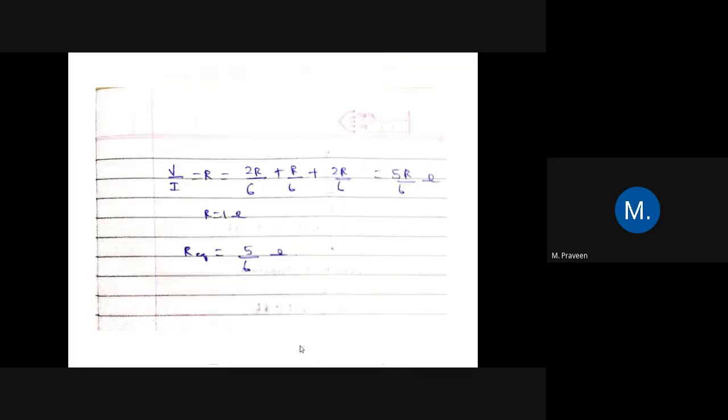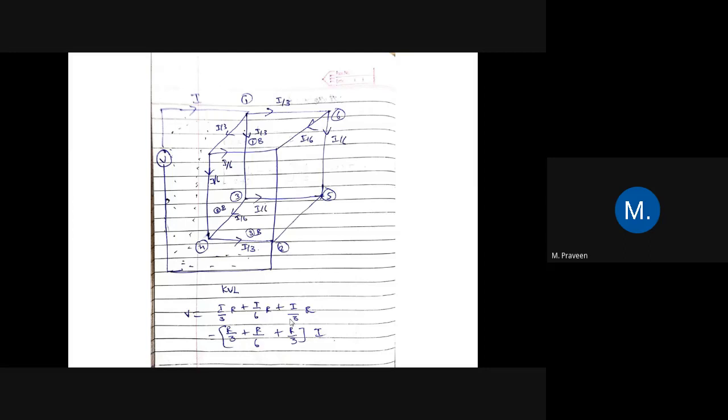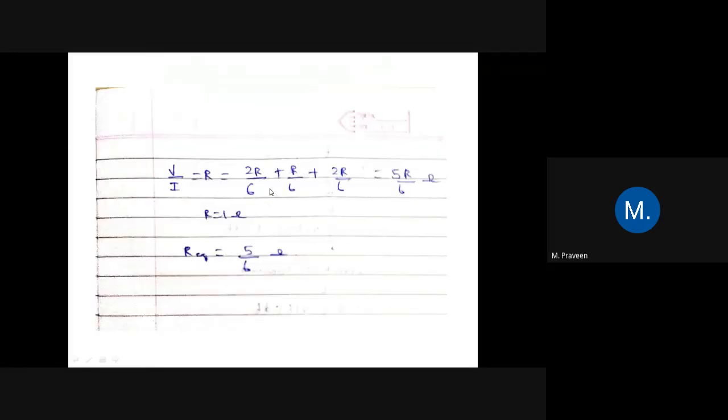So now V by I, which is equal to R. So we can take I here. So if we take I to here, then it will become V by I. So V by I is equal to R, which is equal to 2R by 6 plus R by 6 plus 2R by 6. If you take 6 as common, means 2R by 6 plus R by 6 plus 2R by 6. So which is equal to 5 by 6 R ohm.